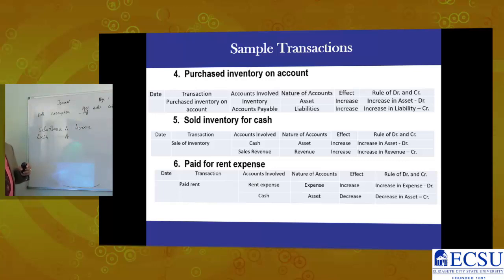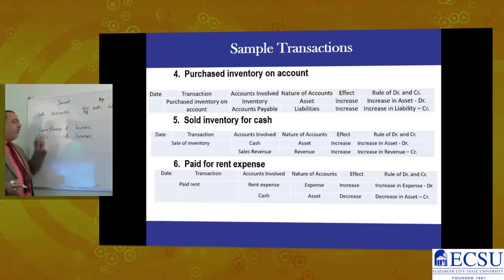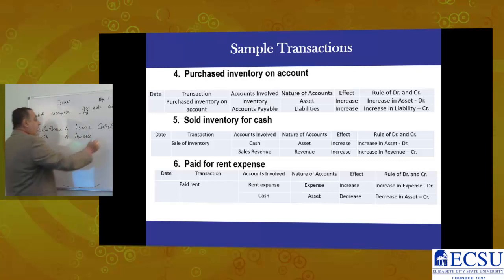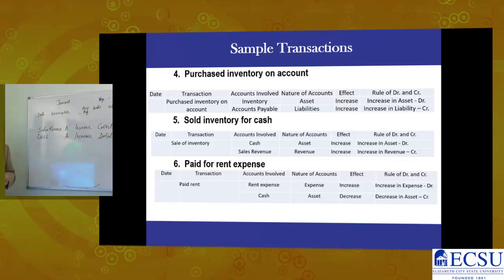And what is happening to cash? Cash is also increasing. So that's why I have a cash increase and sales revenue increase. When a revenue increases, I credit it, and when a cash increases, I debit it. So that's how you're going to handle this.